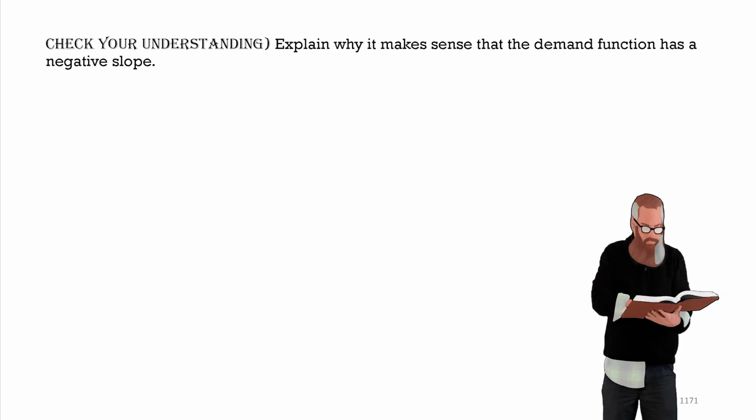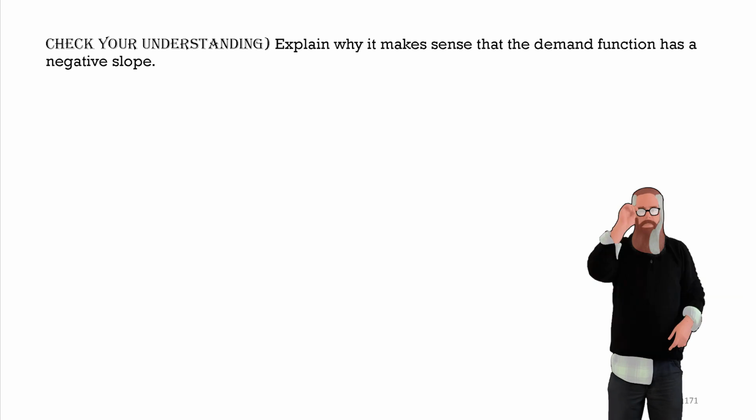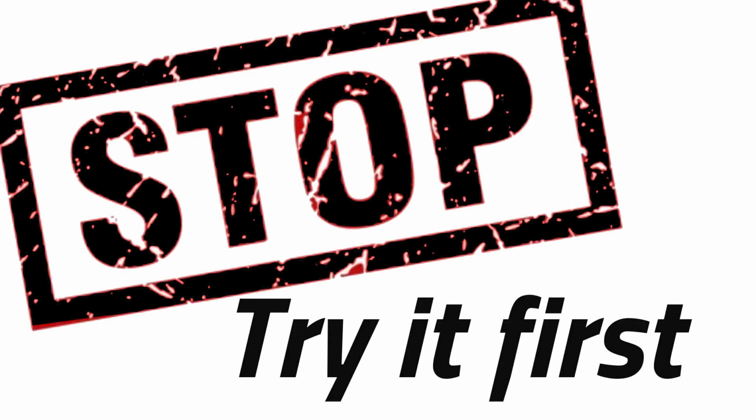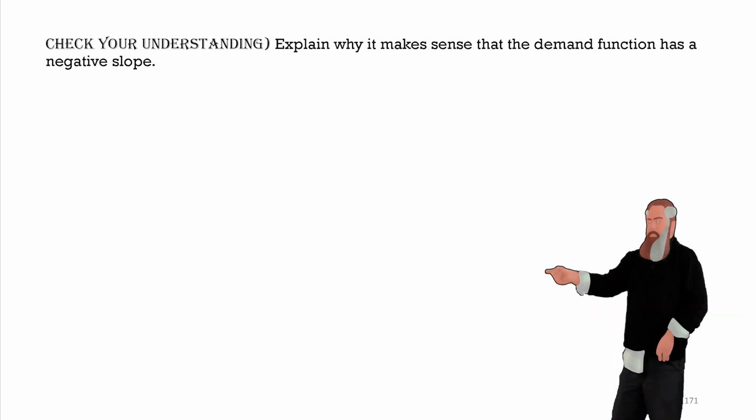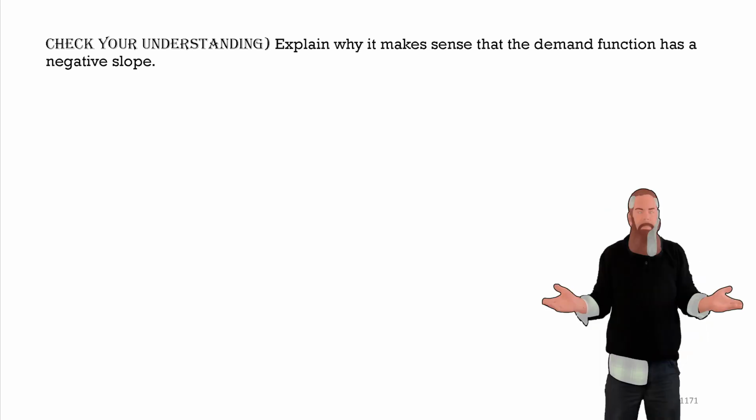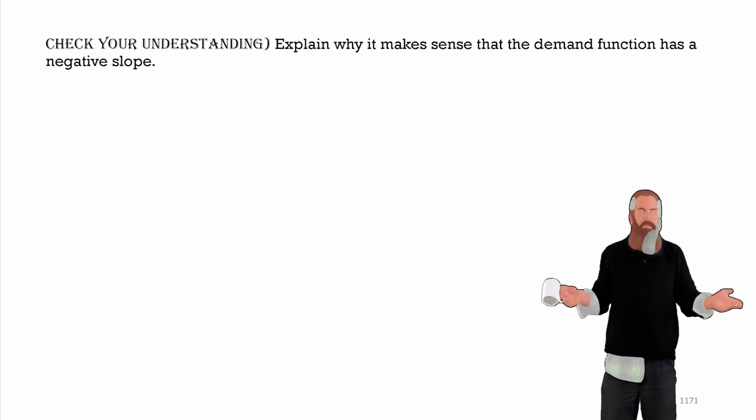Let's check our understanding. Explain why it makes sense that the demand function has a negative slope. Well, as the price increases, a smaller quantity is demanded. So the demand function slopes downward. This is indicated by a negative slope.